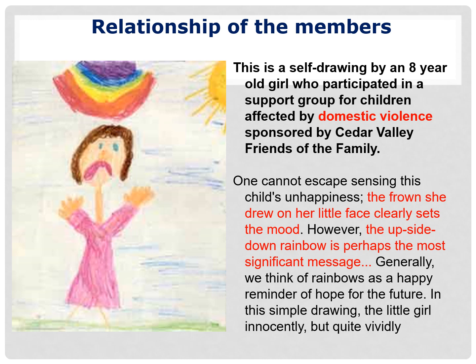For example, this is a self-drawing by an 8-year-old girl who participated in a support group for children affected by domestic violence sponsored by Cedar Valley Friends of the Family. And one cannot escape sensing this child's unhappiness. The frown she drew on her little face clearly sets the mood. An upside-down rainbow, most significant message. Generally, we think of rainbows as a happy reminder of hope for the future. In this simple drawing, the little girl innocently but quite vividly told us that she was unhappy.